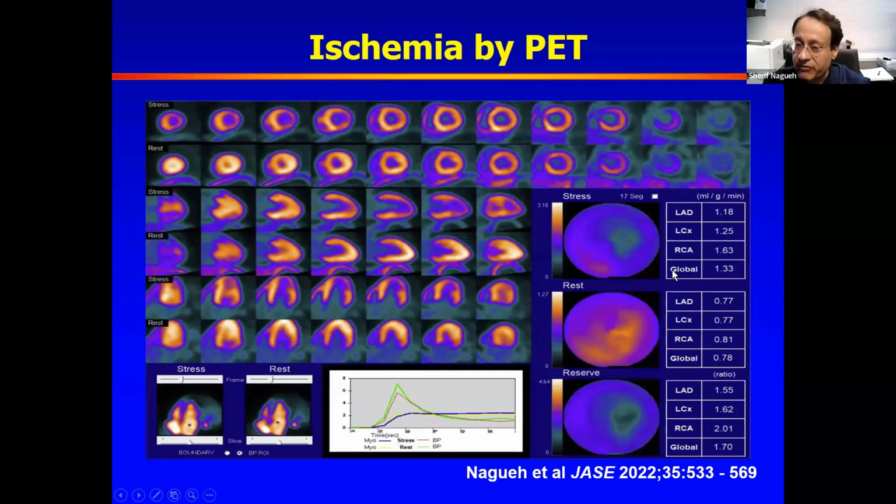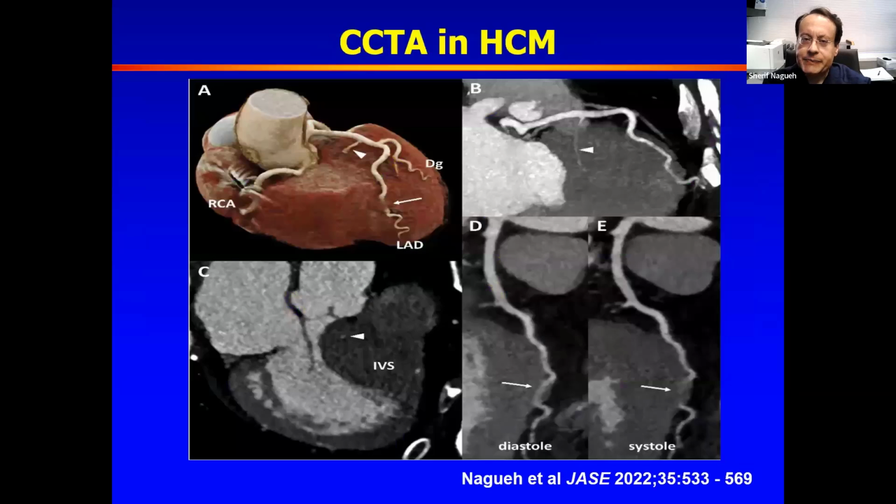You can get coronary flow reserve and quantify it by PET, and so compared to SPECT, that would be the preferable tool with functional testing and looking at flow reserve. Cardiac computed tomographic angiography in HCM is another important imaging modality.